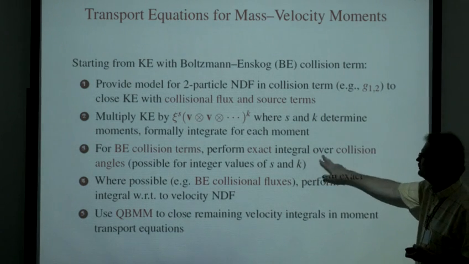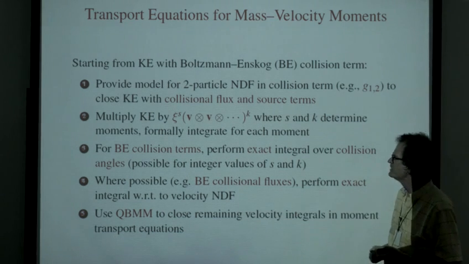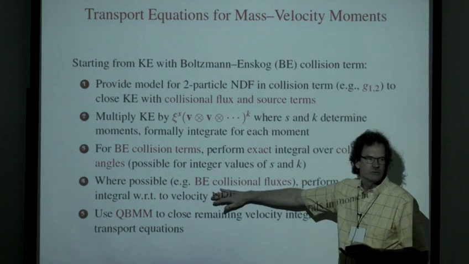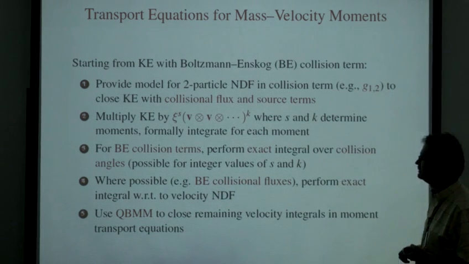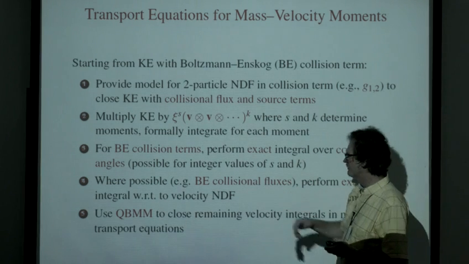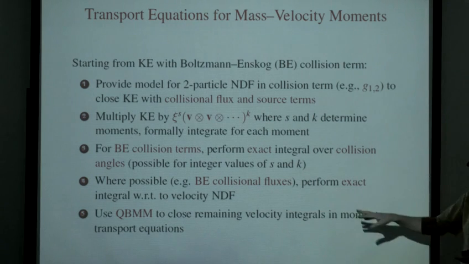And then once you've had that equation, you can also do the integrals with respect to the velocity distribution function. It turns out some of the important terms are also closed with respect to the moments of the distribution function. So it doesn't depend on the shape, it's the moments. And so there's the collisional fluxes. And then for the ones that are not closed, you can use this quadrature-based moment method. So that's the steps, okay?